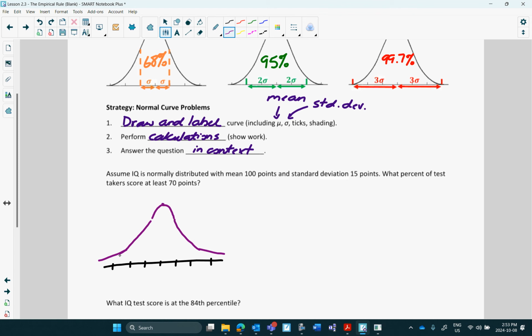My mean is 100. And then the 3 ticks to the right, or the 3 notches to the right, are 115, 130, 145. The 3 notches to the left of the mean are 85, 70, and 55. And remember, these are scores, or more specifically, IQ scores.